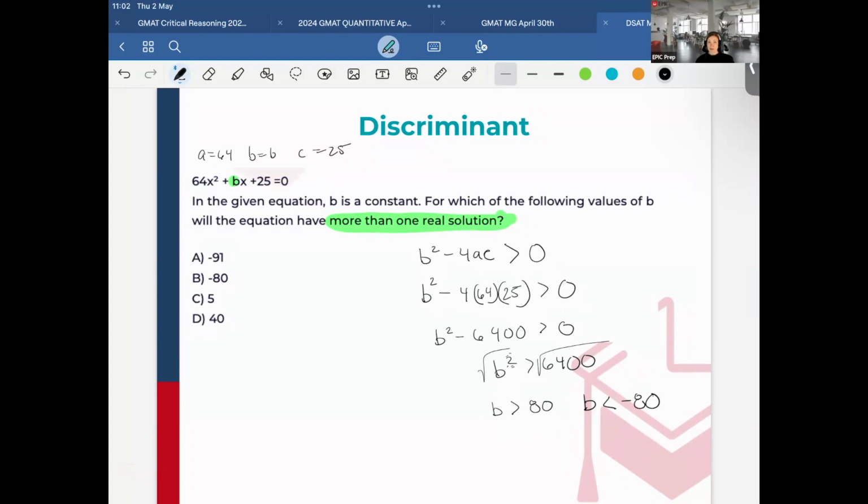So I need to consider the two scenarios where it's greater than or negative. Okay, so b is greater than 80. Well, none of these are greater than 80, so I know I'm dealing with this one here. It's less than negative 80, so this is definitely a trap. The only one that's less than negative 80 is our amazing answer choice, negative 91.